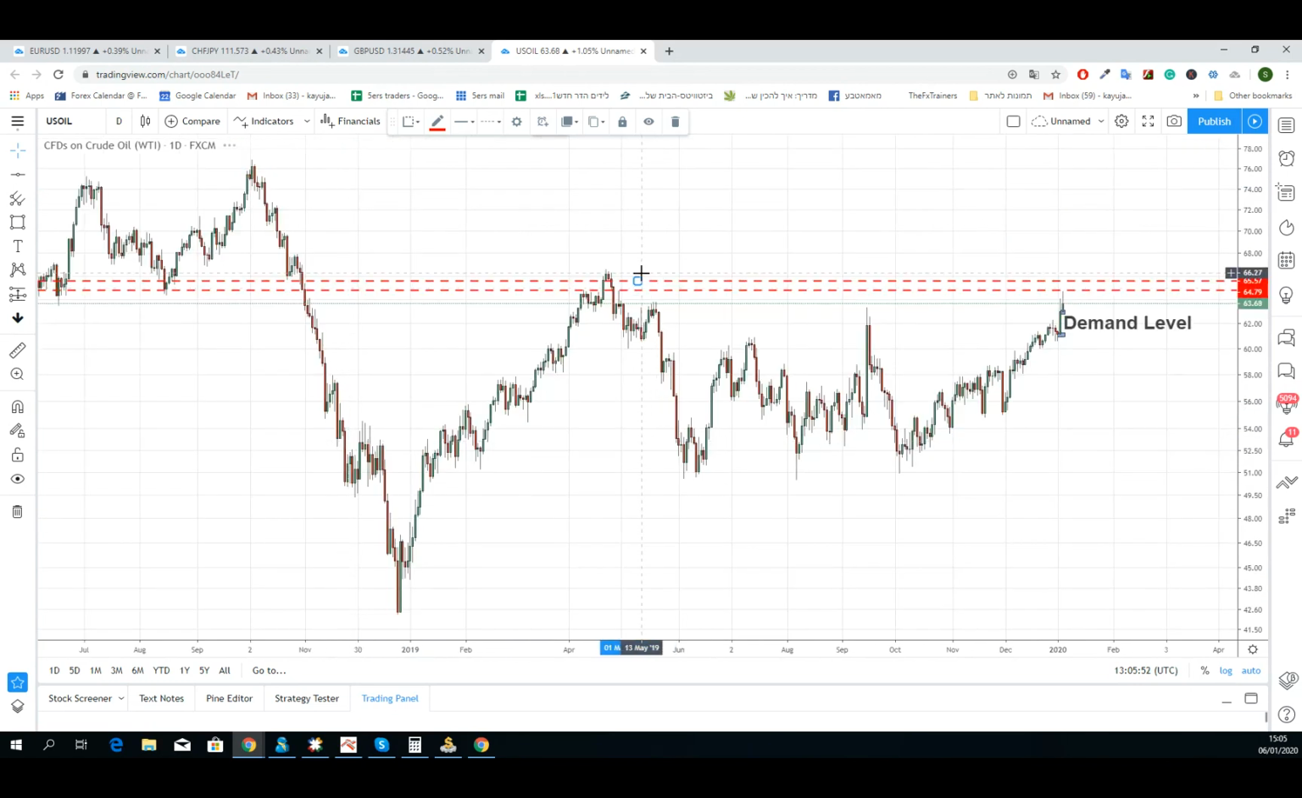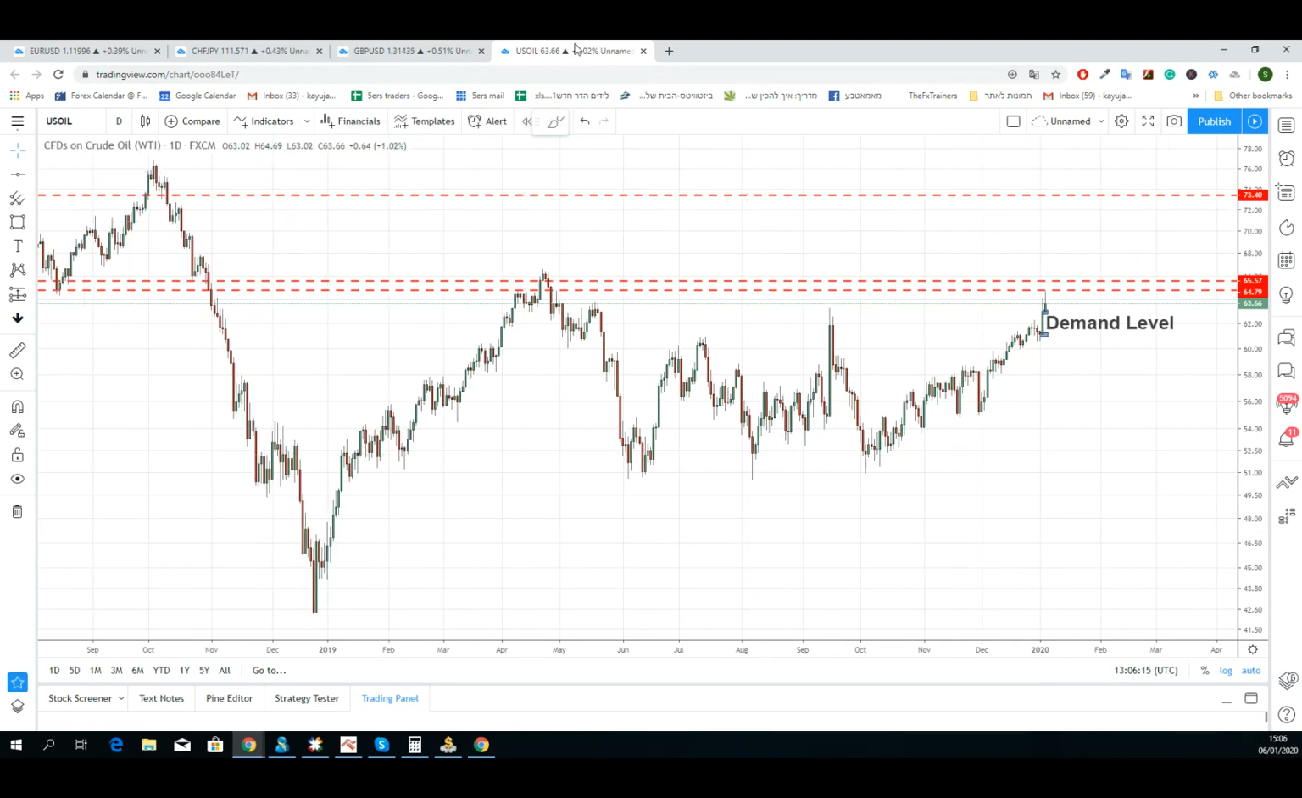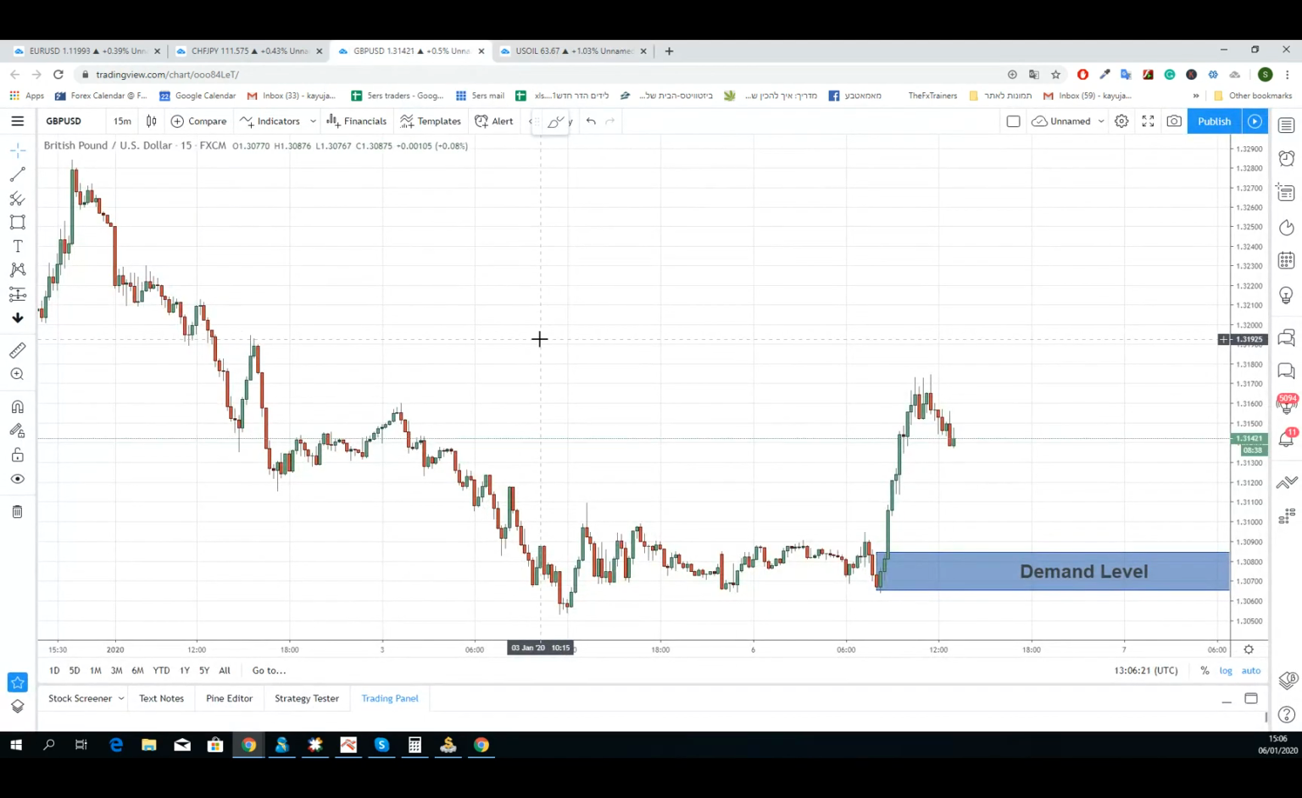If we look even higher, for the very long-term traders, the final target for this position can be the next fresh supply here at the top, which is at 73.40 as you can see. Okay, so this is the US oil. I'll go on and move to the GBPUSD.